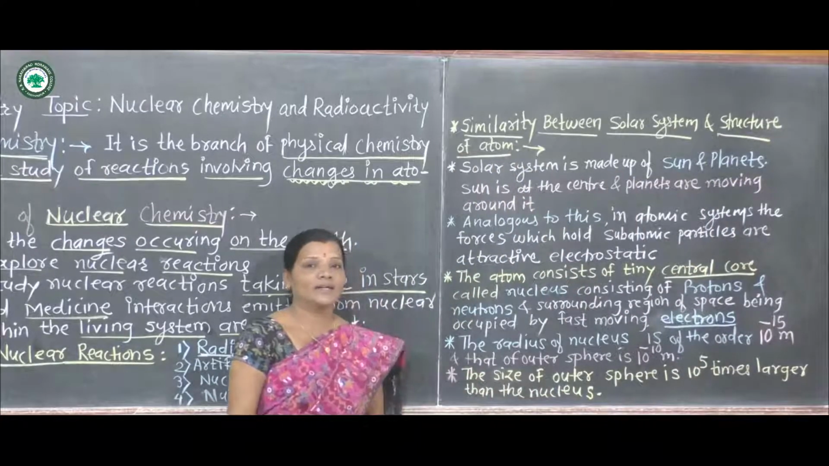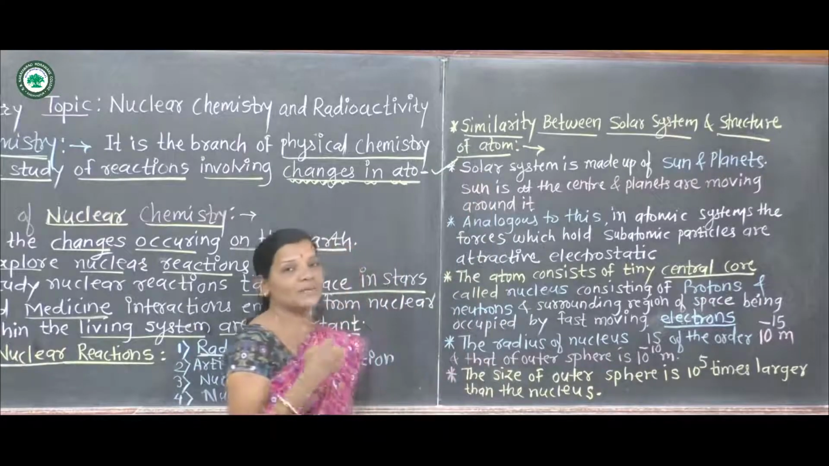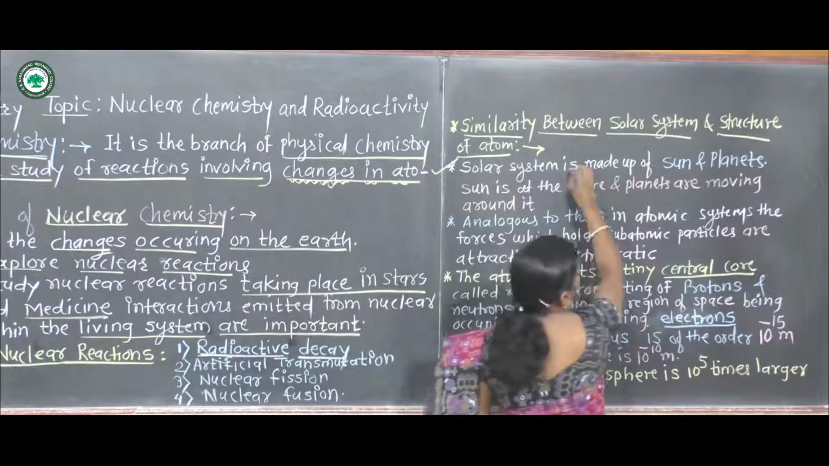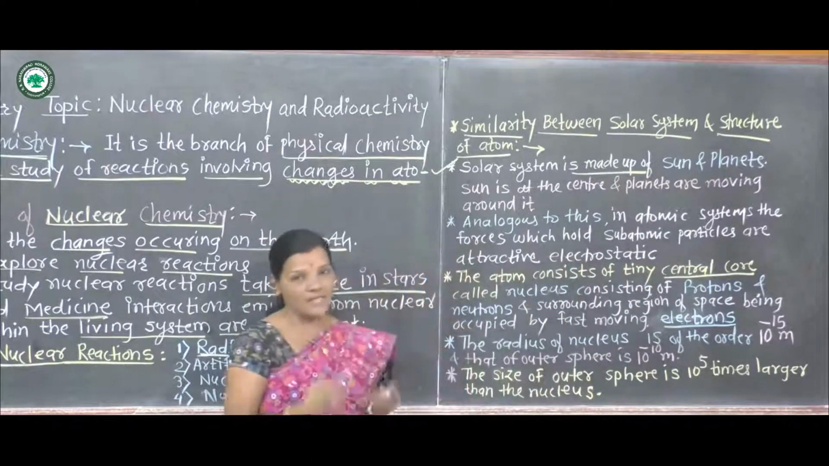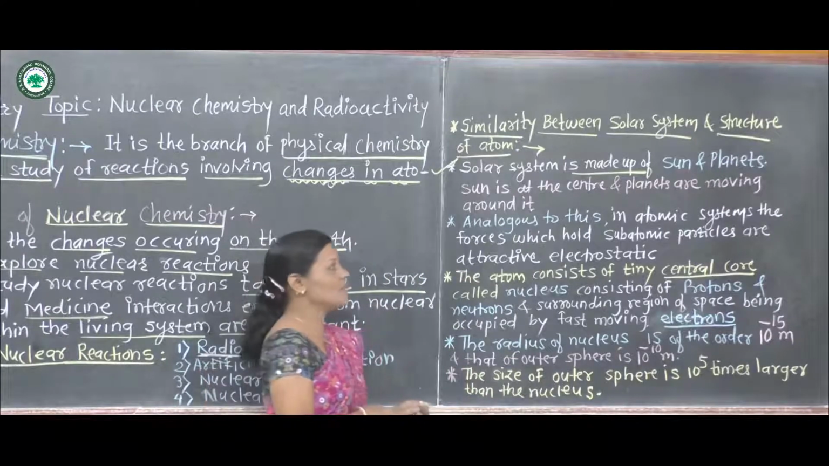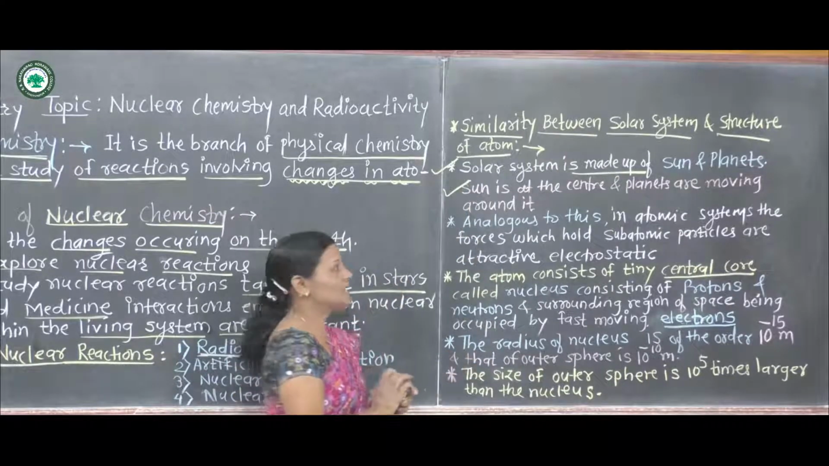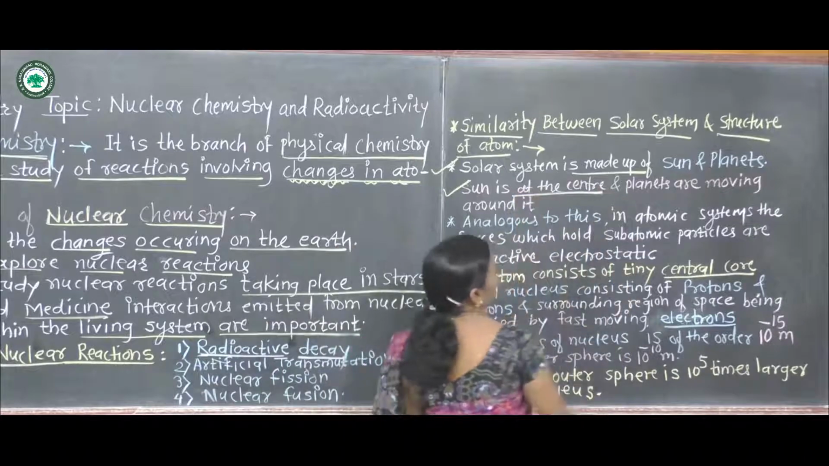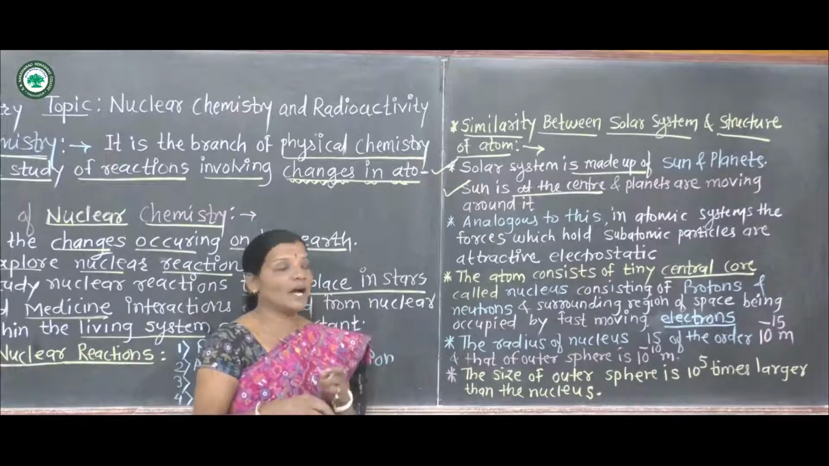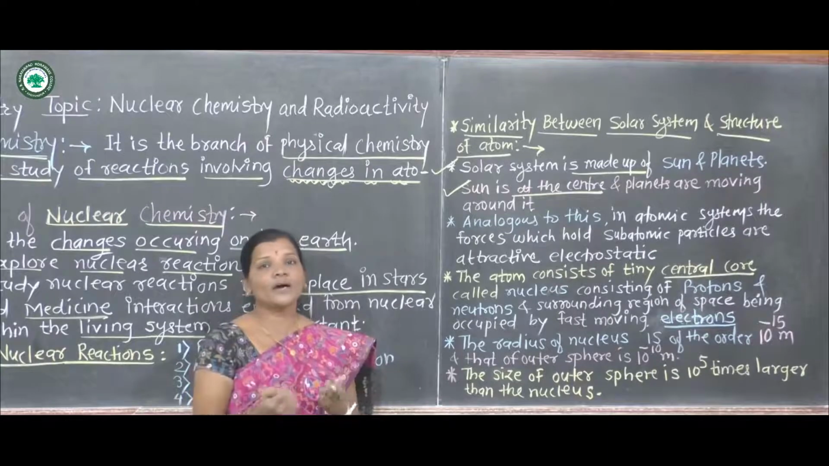Let us first consider what is meant by the solar system. The solar system is made up of the sun and planets. The sun is present at the center, and all the planets are moving around the sun.